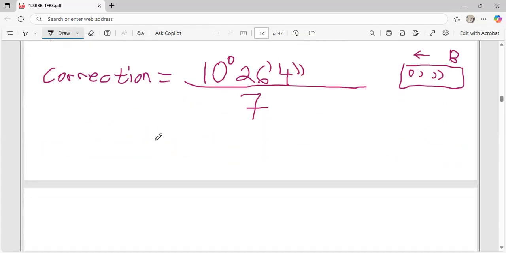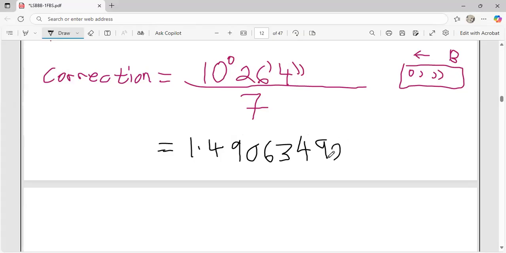But for the sake of some of us, let's work systematically so that some of us don't find ourselves in problems. We're going to get 1.4906349 21. You're going to get this value.